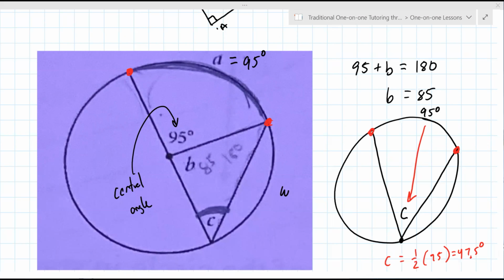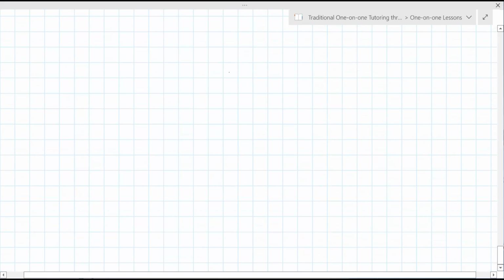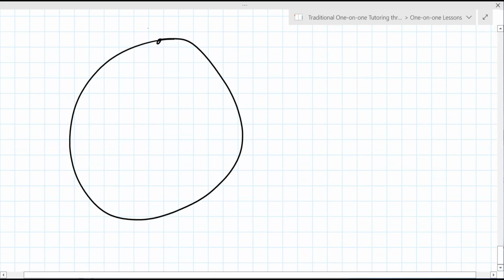Since the inscribed angles seem to be causing you some pain and suffering, let's go to number 6 next. All right, I'll just draw it fresh because you've got a lot of things on there that may or may not help. So here we go. There's A, boom, that's D, and that's B.